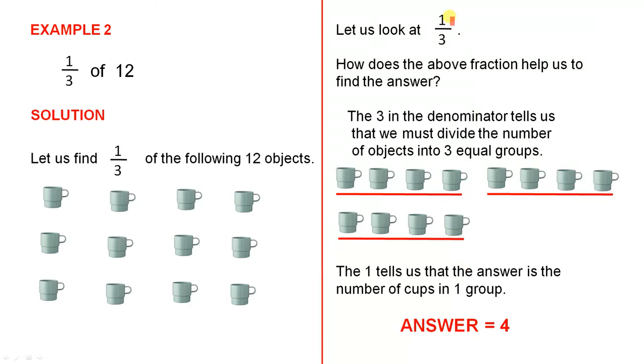What does the 1 tell us? The 1 tells us that the answer is the number of cups in one group. So how many cups are there in one group? There are 4. So 1/3 of 12 equals 4.